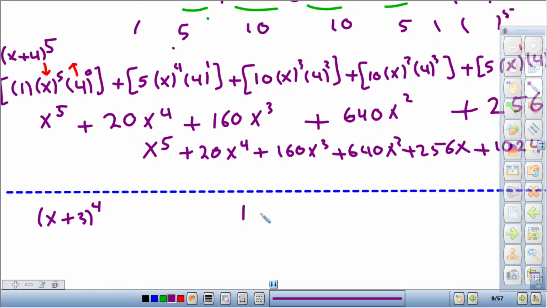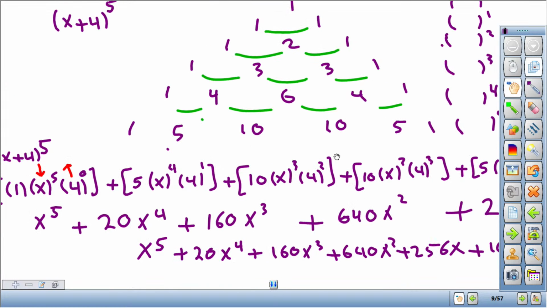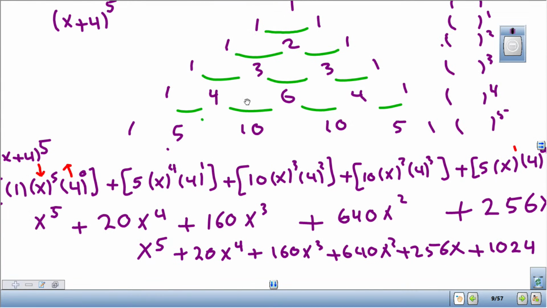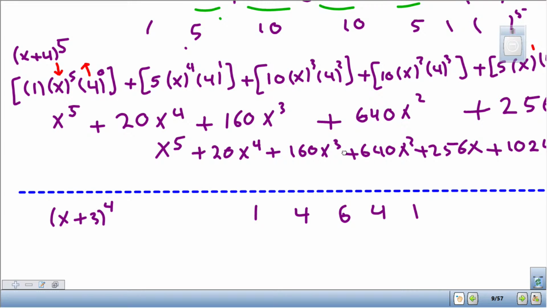I see one person says 1 4 6 4 and 1. Okay, so I got this from Pascal. Let me confirm what I have here with the actual triangle that I constructed earlier. What is 1 4? Here we go. The 4th row in Pascal. Remember, the first thing is called the 0th row. This is the 4th row: 1 4 6 4 1.